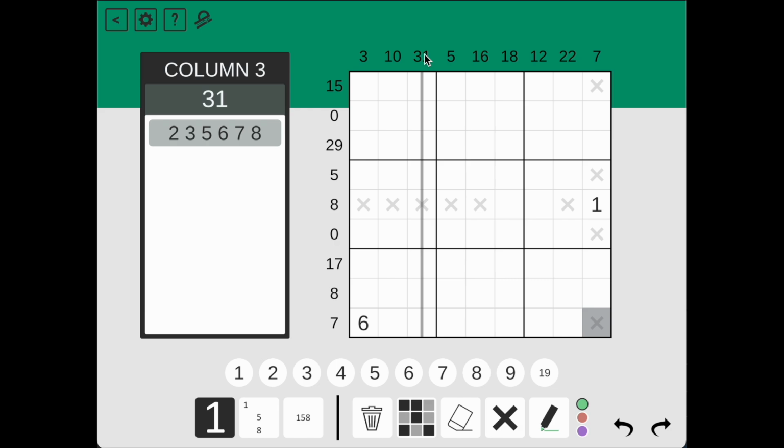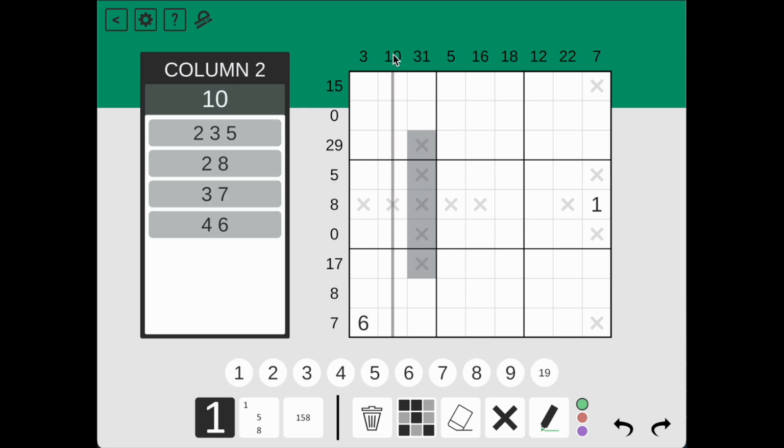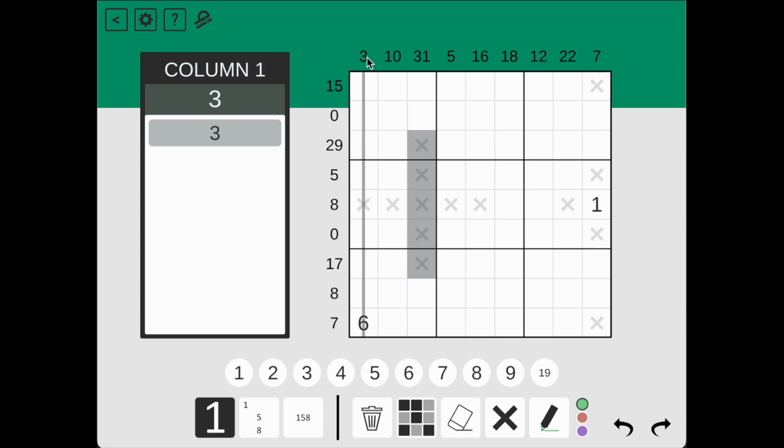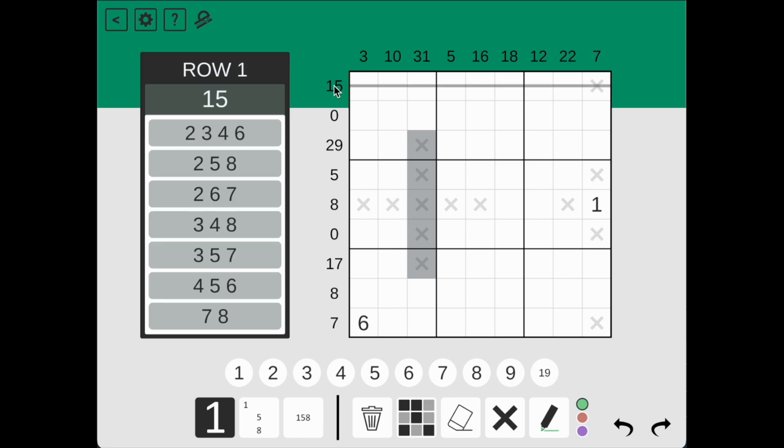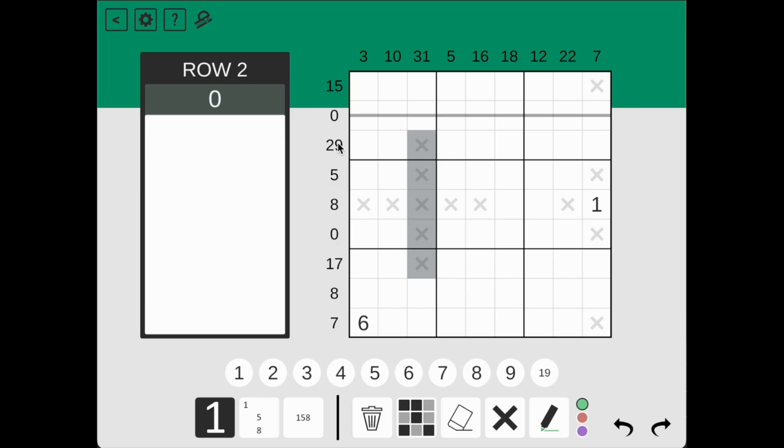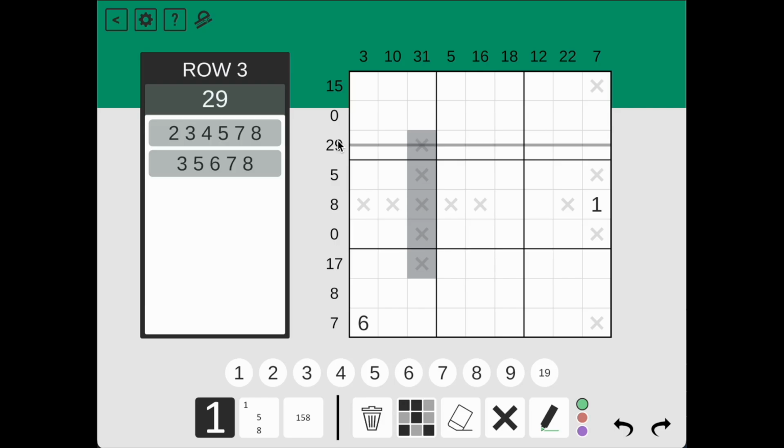Okay, in this column there are 6 digits between the 1 and the 9. That means that none of these squares can hold a 1 or a 9. Okay, here there's at least 5 digits between the 1 and the 9. So none of these 3 could have a 1 or a 9.